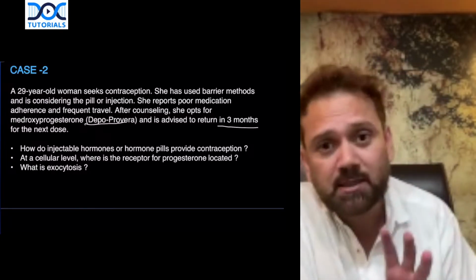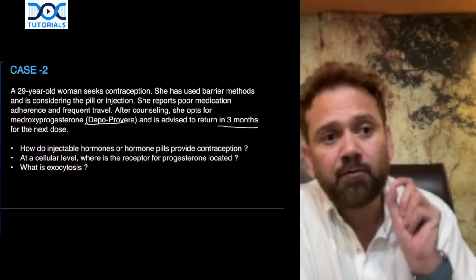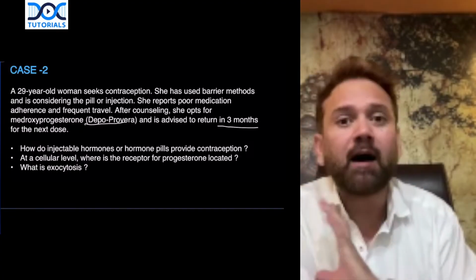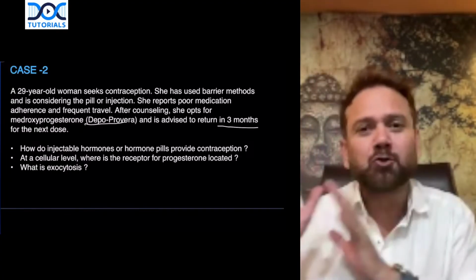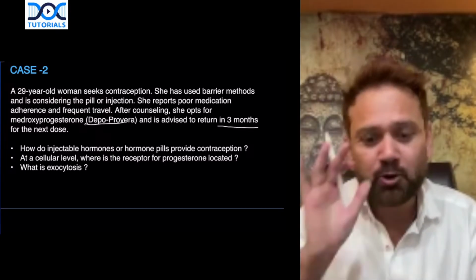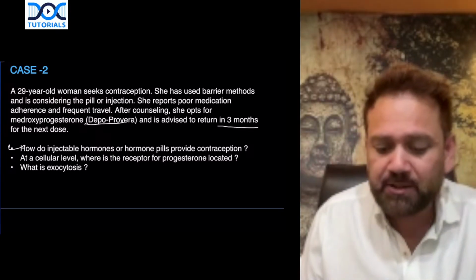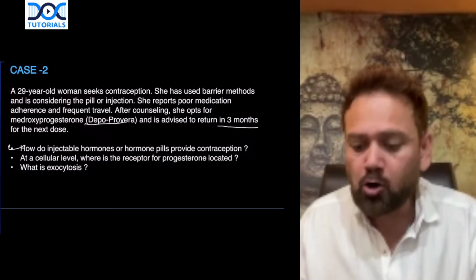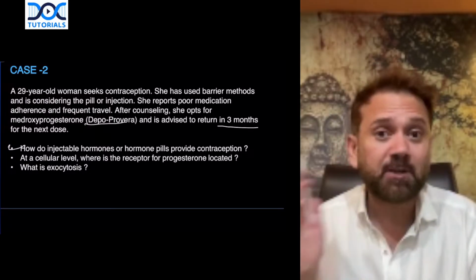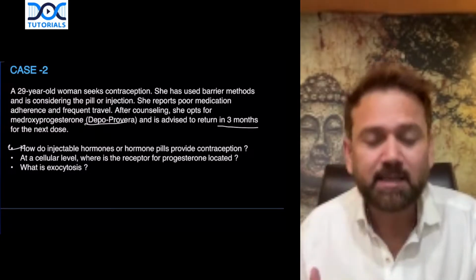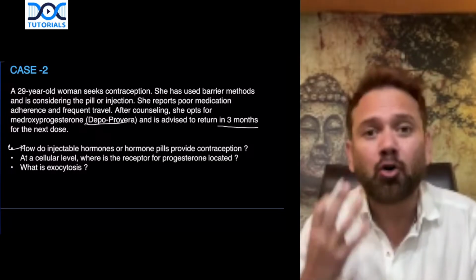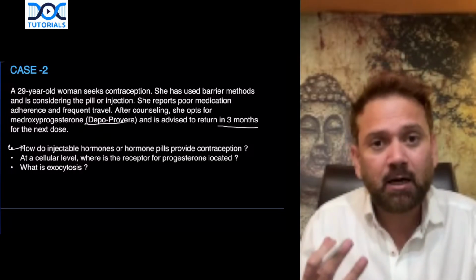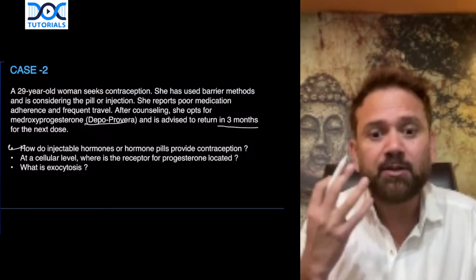So for 3 months, she can take one dose of Depo-Provera. Now this looks like a reproductive physiology question. Now coming to the question, how do injected hormones or hormone pills provide contraception? What is the mechanism of action of the hormone which is acting like a contraceptive pill or injection?